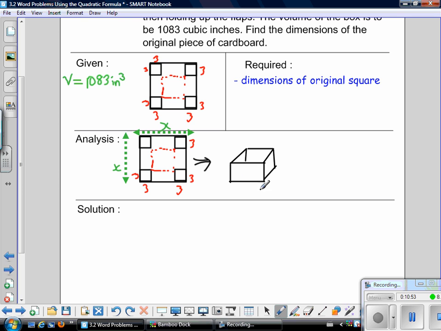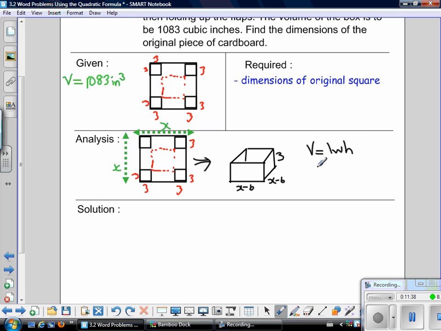Okay, and so if we look at this, this is like an X. So the length is x. And what we've done is we've taken away a 3 and another 3. So we've taken away 6. The same thing is here. I have x and I'm taking away 3 and 3. So again, I'm taking away 6. Now, the third dimension, this dimension here, is not x minus 6. It's actually this when it's folded up. So it's actually 3.